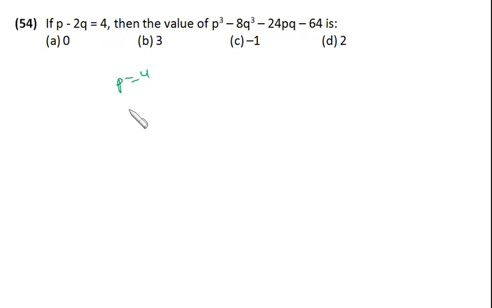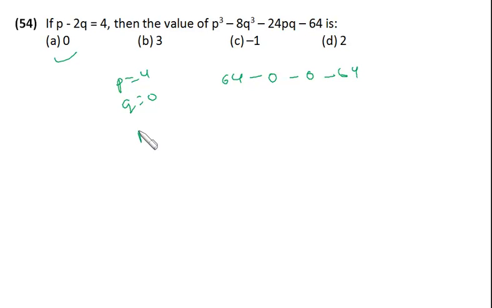So p is 4, q is 0, right? So I put up the value of p and q over here. So it is 64 minus 0 minus 0 minus 64. That means precisely you are getting 0. Okay. And if you are not convinced with these values, you can take alternate values also.